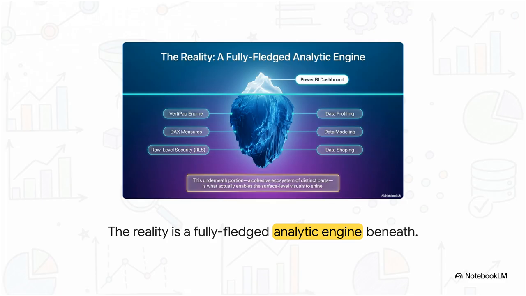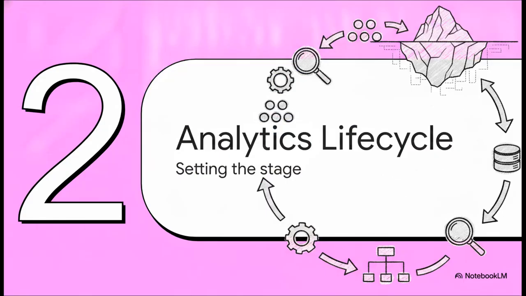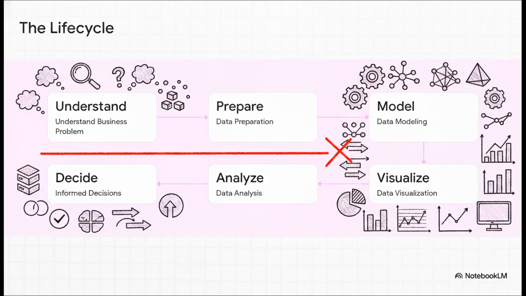It's really that simple. So now that we can see the entire iceberg, let's move on to Section 2, the analytics lifecycle, setting the stage. This brings us to the 6 critical steps of the end-to-end analytics lifecycle, and I really want you to notice the order here. Step 1, understand the business problem. Step 2, data preparation. Step 3, data modeling. Notice something? It isn't until step 4 that we actually get to data visualization.